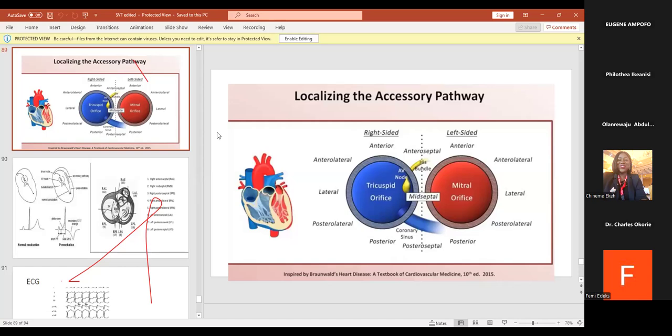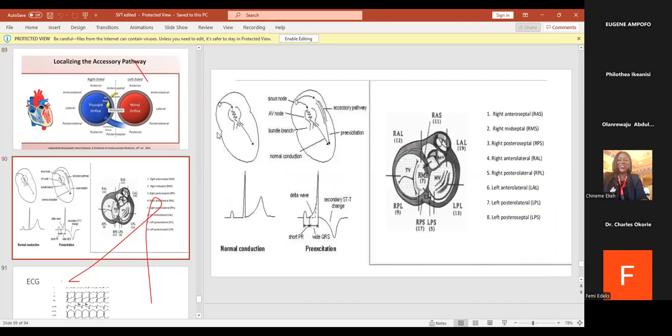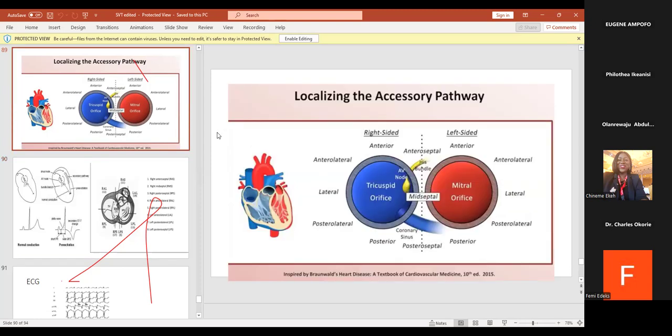If we say B, okay, right-sided, we can still further differentiate. Are we looking at posteroseptal on the right? So when you now differentiate that, you can exactly go to that point and say, okay, it will likely be here during the EPS study, and ablate. So that's why I think it's important.